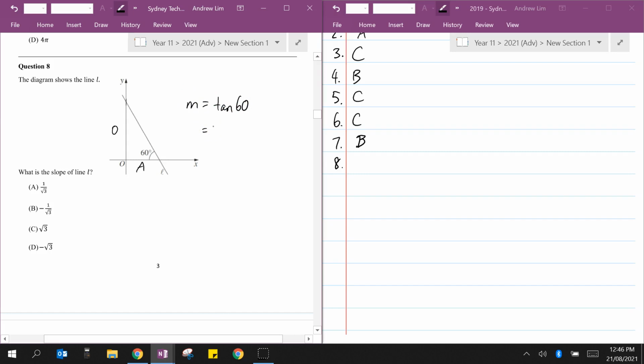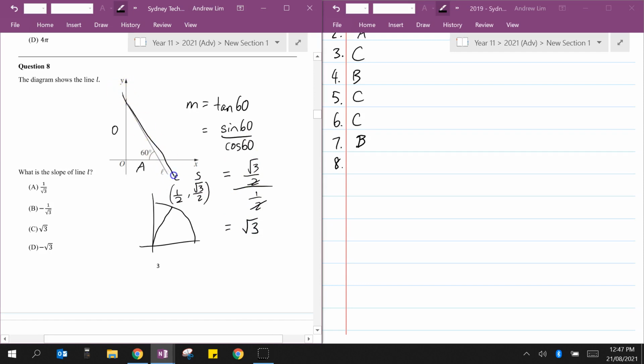Tan of 60 is the same thing, sine 60 over cosine of 60. And so if we were to do our unit circle, 60 degrees is up here, and it has coordinates half, root 3 on 2. The first one being cos, the second one being sine. So sine 60 will be root 3 over 2, over cos 60, which will be 1 over 2. So the 2's cancel each other out, we're left with root 3. However, because this line is sloping down from left to right, it has to be negative. So the answer is D.